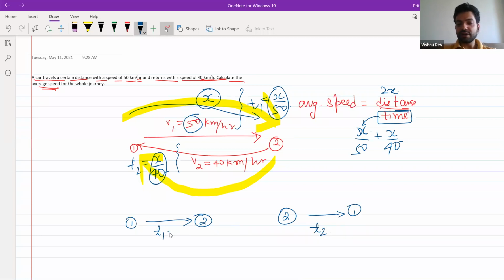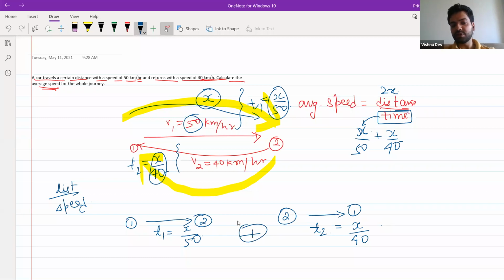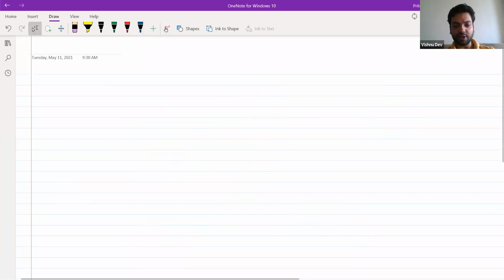So what is T1? We know time is distance by speed. So distance is x, speed is 50. Here also, x by 40 is the time, where 40 is the speed. Is this understood now? So total time, you will just add them together. All right. So I assume everyone has understood it thoroughly, and moving ahead to the next part.